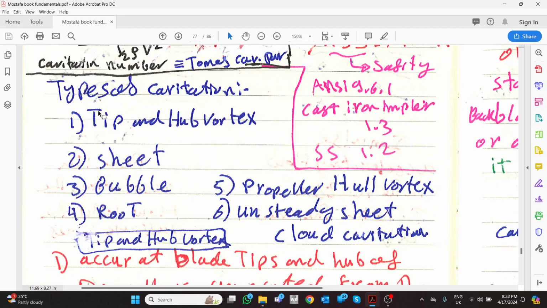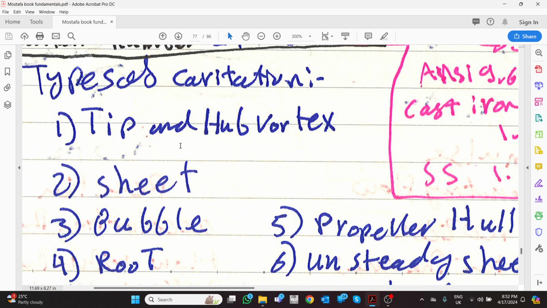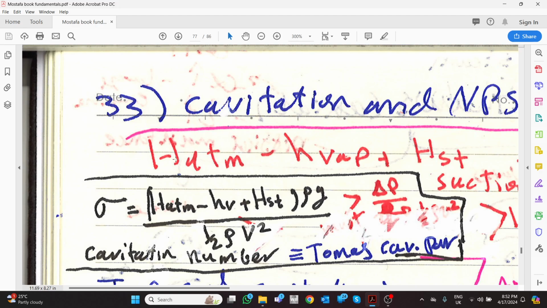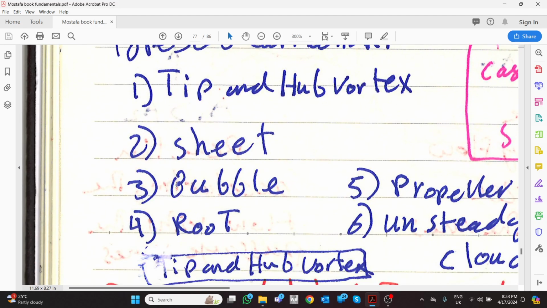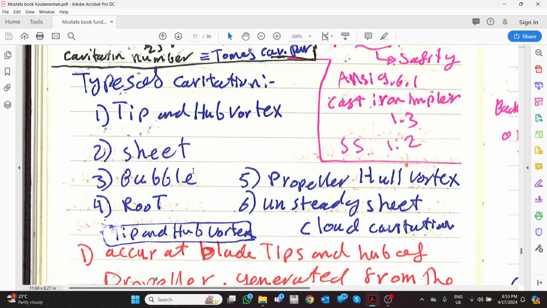Okay. What types of cavitation do we have inside the pump? Even if there is no cavitation in the suction, some cavitation is still going to happen in the pump. Why? Because of maybe 6 reasons. 1. Tip and hub vortex. 2. Sheet cavitation. 3. Bubble cavitation. 4. Root cavitation. 5. Propeller hull vortex cavitation. And 6. Unsteady sheet cloud cavitation.